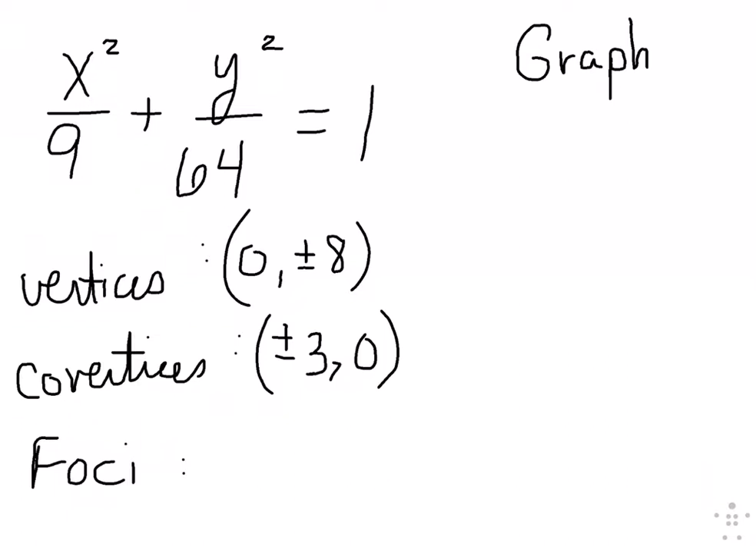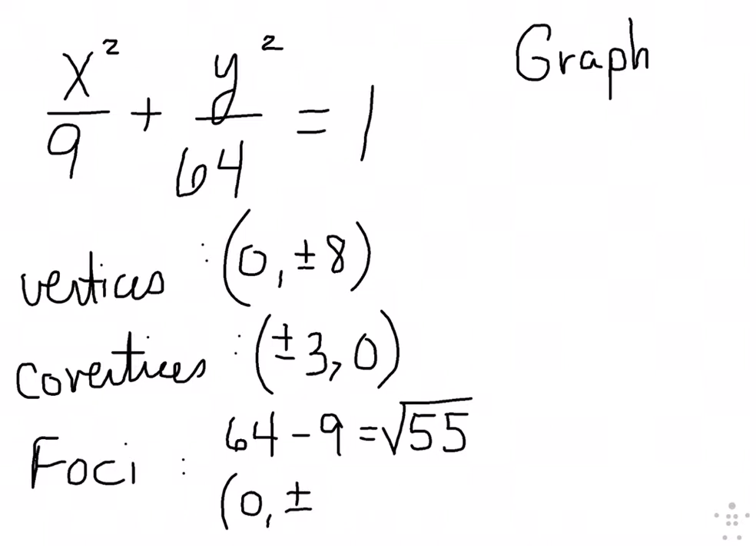Now, to find the foci, I want you to take 64, first of all, minus 9. What's 64 minus 9? 55. Then I want you to square root that. What's the square root of 55? I'll give you a hint. It doesn't come out evenly.